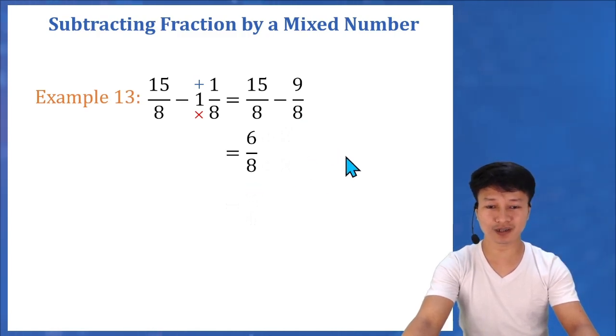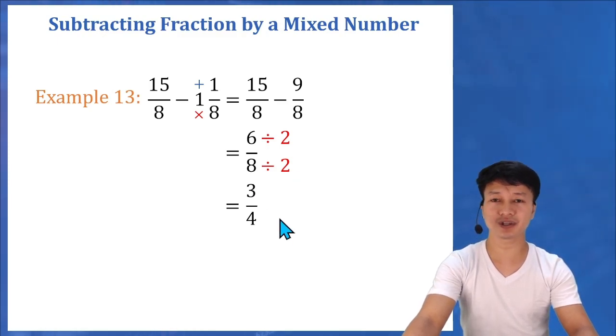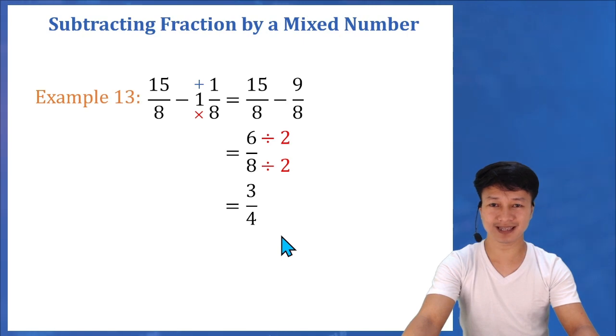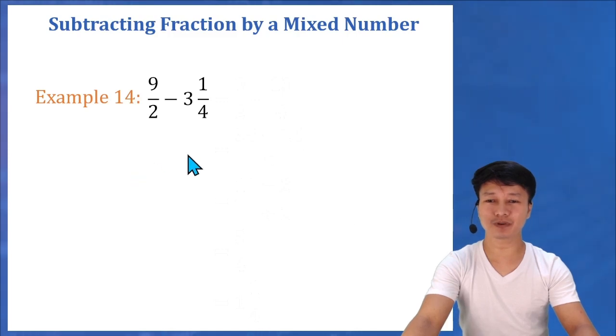And as we observe, 6 and 8 have a common factor which is 2. So to simplify them, divide each of them by 2. And so we will get the quotient of 6 divided by 2 is 3 over the quotient of 8 and 2 is 4. So the final answer is 3/4. As easy as that.